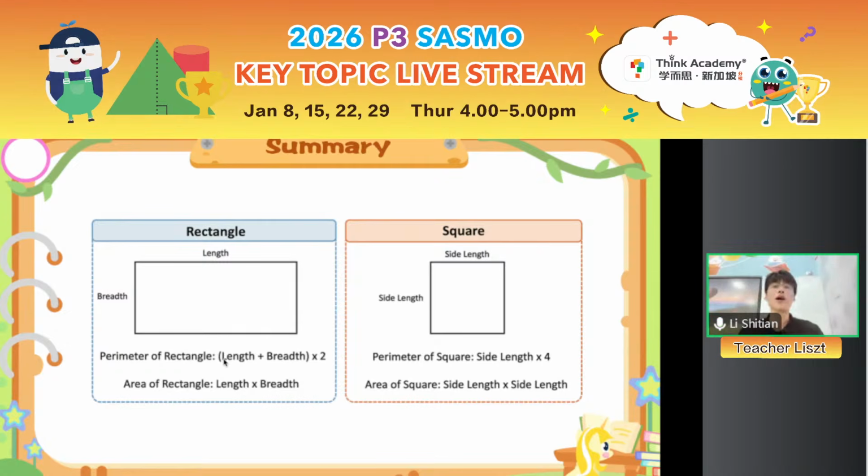What if I want to find out the area of the rectangle? Should I still use the breadth plus length? Actually, no, right? I only need to use the breadth times length. Then I find out the area of the rectangle, right?